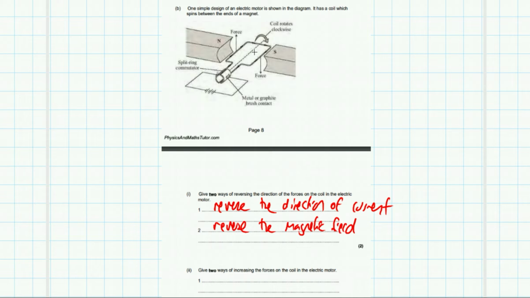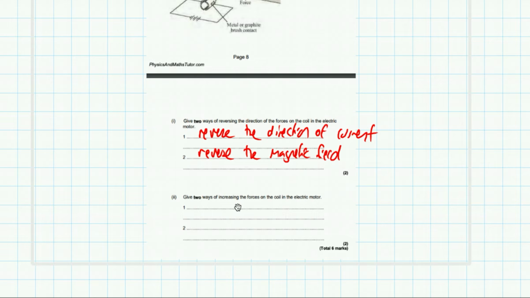Again, it's not asking for how to do that, you just need to be able to reverse it. Give 2 ways of increasing the forces on the coil in the electric motor. So this one, you could increase the magnetic field strength, that increases the force. And you can use the same one here, increase the current. So increasing the current and the magnetic field strength increases the force, and vice versa for decreasing. If you reverse the direction of it, it reverses the direction of the force.